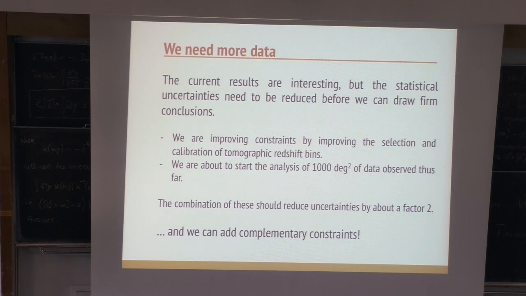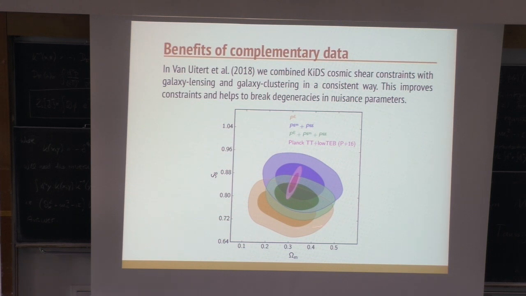And we're about to start the analysis of the 1,000 square degrees, but we really want to first fix things. So even though we're reanalyzing this 450 square degrees, our uncertainty should already improve. And then when we double the area, we're not improving by a square root of 2, but roughly a factor of 2 because of this better tomography. And we can also add something that we now see more and more also in the Dark Energy Survey: add, for instance, clustering measurements to improve the constraints. That's a very powerful way to do multi-probe, look at galaxy clustering and galaxy-galaxy lensing to get joint constraints and really break degeneracies in parameters.